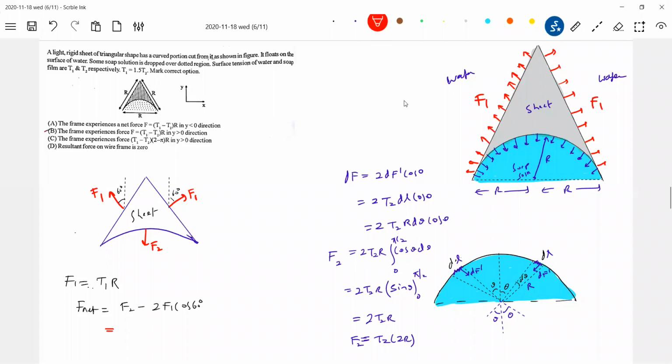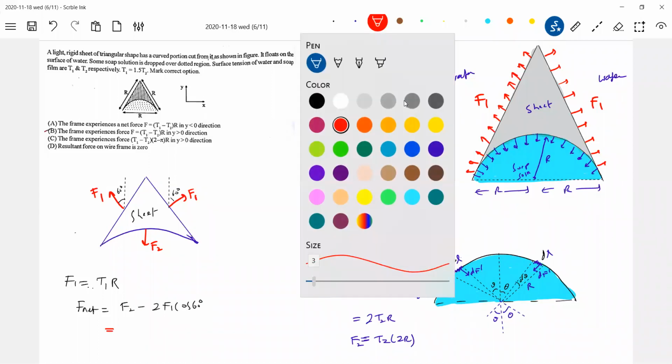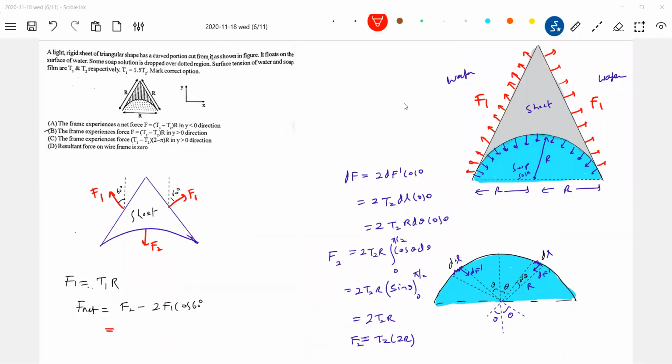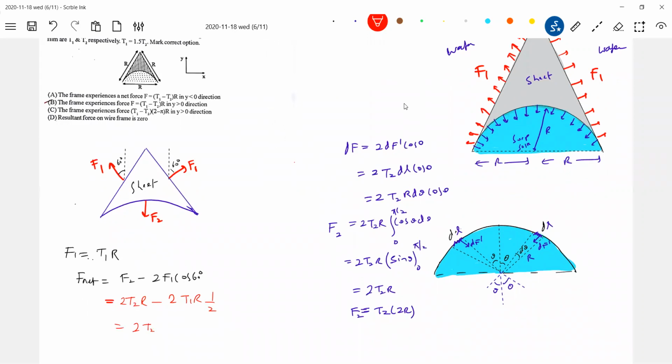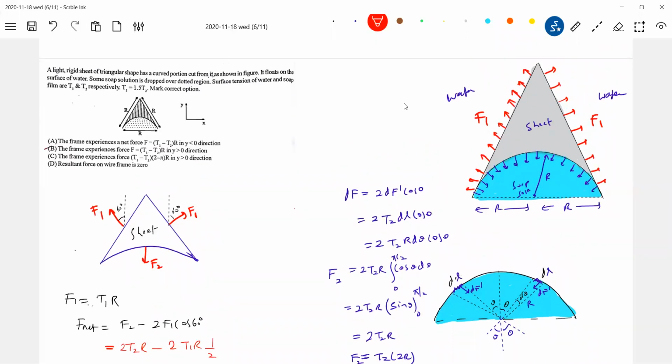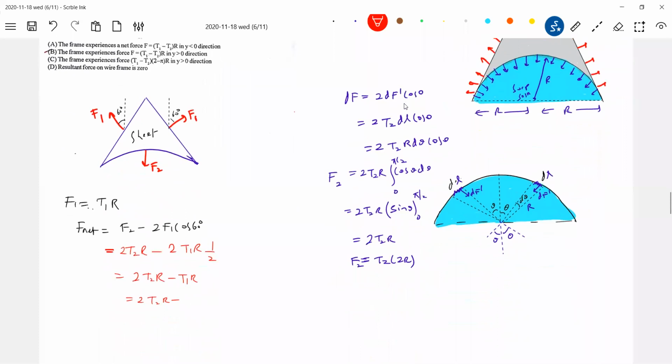Okay, now let's get into the calculation part. What is F2? F2 will be T2 into 2R. 2F1 is how much? T1 into R, times 1 by 2. So what we are getting? 2T2R minus T1R. What is T1? T1 is 1.5 times of T2, T1 of water, the surface tension of water. Okay, fine, T1 is 1.5 times of T2.